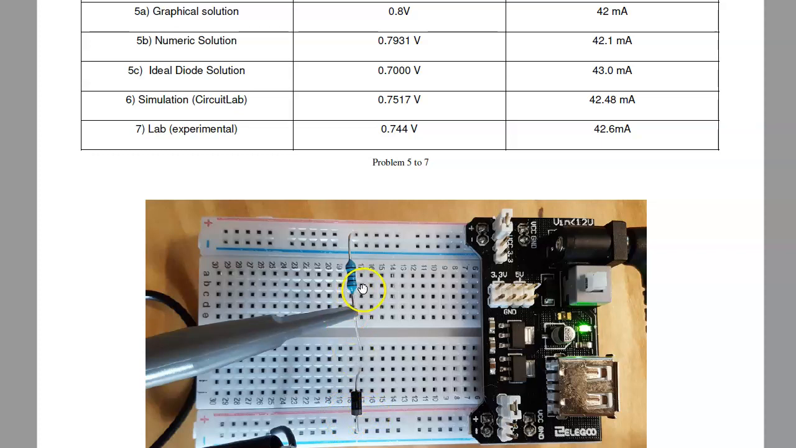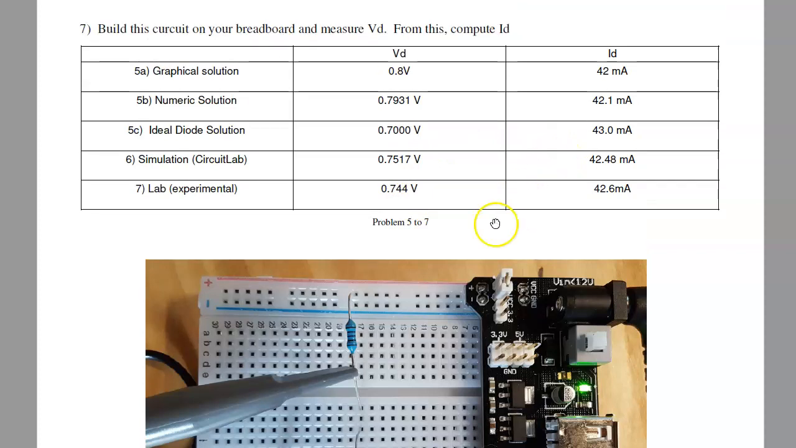And this is a brown, black, black, brown resistor, 1K. What I found is 0.774 volts and 42.6 milliamps. So comparing, notice I have 5 different answers: the graphical, numeric, ideal diode, simulation, and lab.